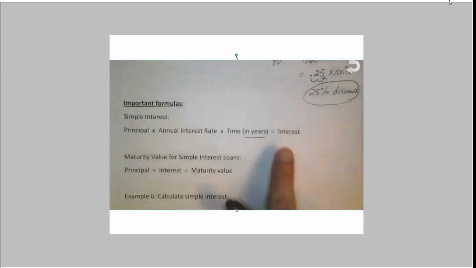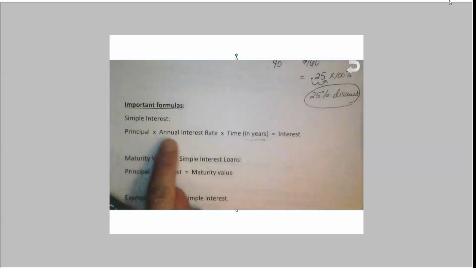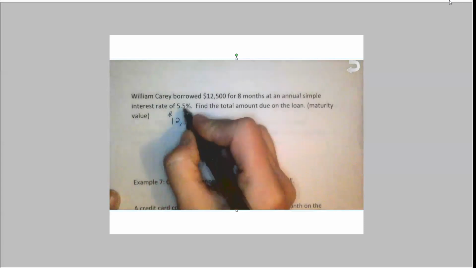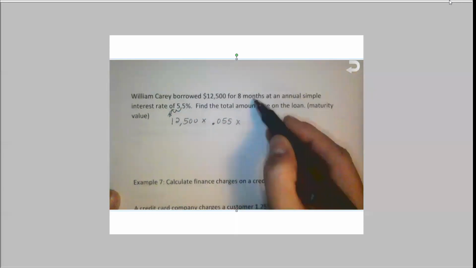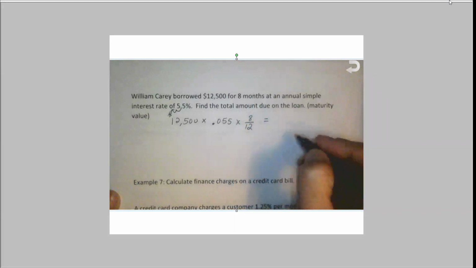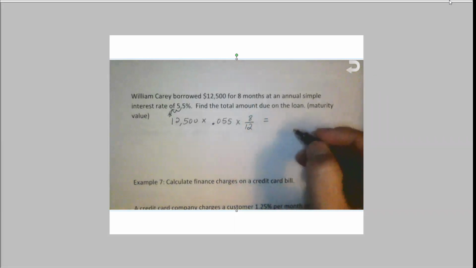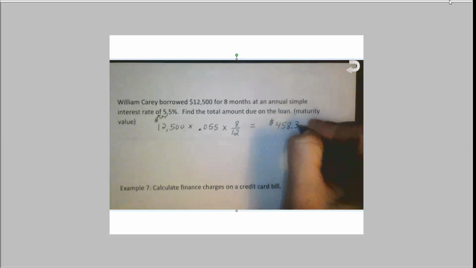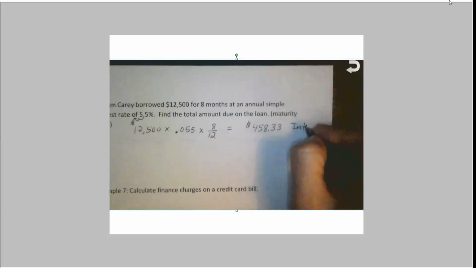That number is $12,500. Now I need to know the interest, and I will get that by principal times rate times time. Remember, time is in years. So I'm going to multiply 12,500 times rate, 5.5%. Remember, we have to shift that decimal 2 spots backwards. We get 0.055 times our time in years. So 8 months is a fraction of a year, 8 over 12. So this is going to give us our interest. If I do that multiplication, I get $458.33. That is interest.